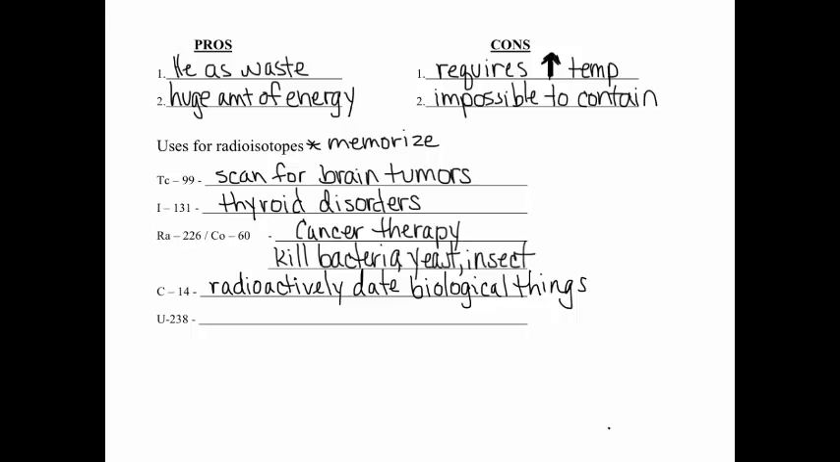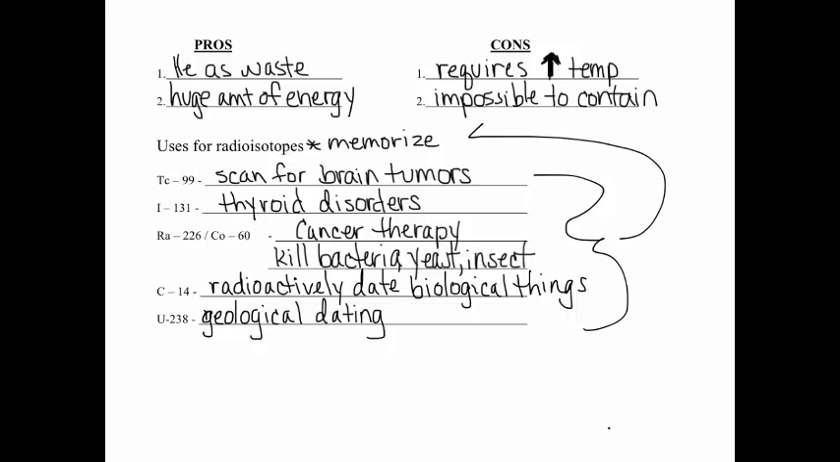And of course the time that has elapsed. And then the last one you need to know is also for radioactively dating things, but this is for geologic time. So you can use uranium-238 for geological dating. So those are all things that you need to memorize for the quiz and also the exam to be coming shortly.